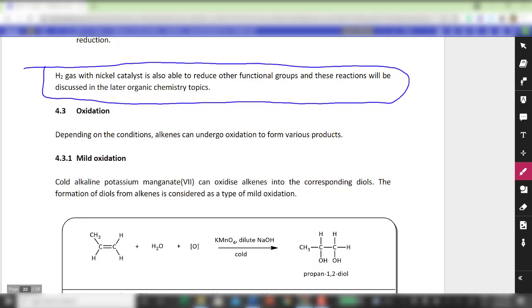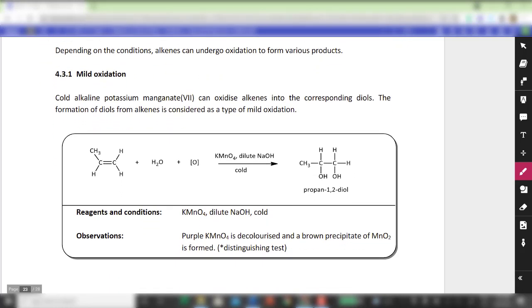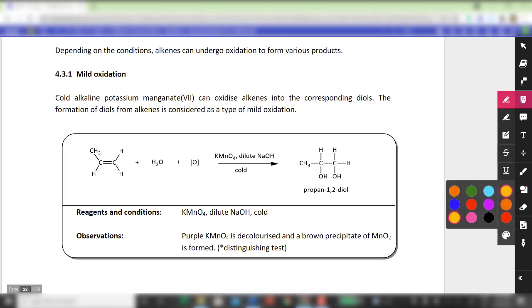Okay. The next portion is probably another important portion, and is probably another subsection which students will find challenging. It's called oxidation. The mild oxidation is not challenging at all because it might be quite obvious for most of our students. For the mild oxidation, basically the condition is potassium permanganate with alkaline condition, in this case sodium hydroxide, and take note that it must be cold. In this case I will form a diol over here.